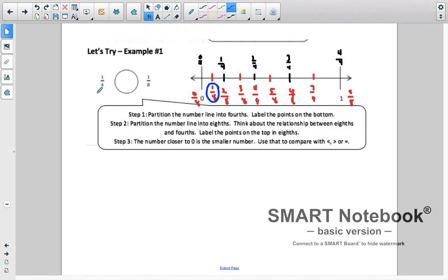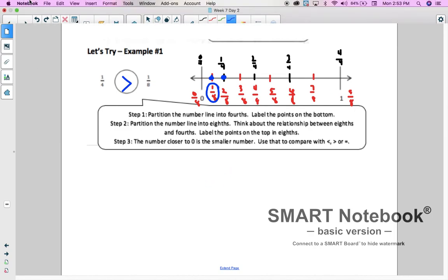So let's look at our fractions. It says 1/4. I'm going to put a dot right there. And 1/8. Well, which dot is closer to 0? 1/8 is closer to 0. So it's smaller than 1/4. 1/4 is bigger because it's closest to the 1. Okay, let's move on.